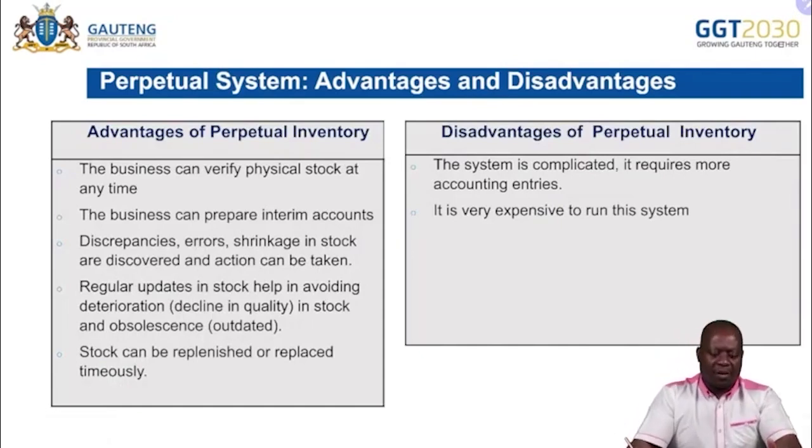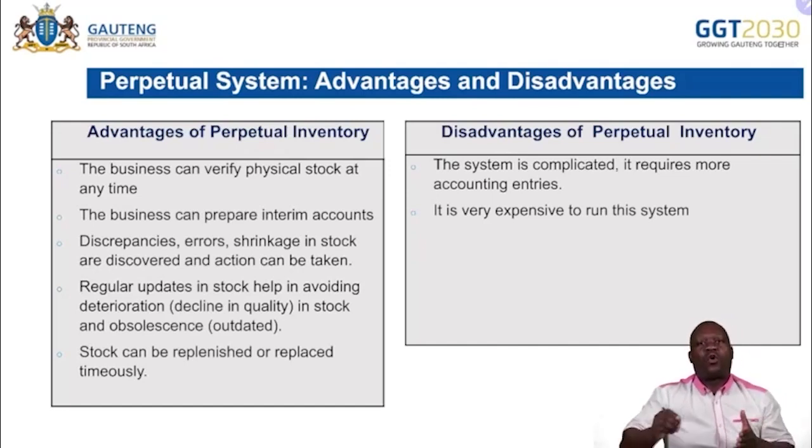Now, the advantages include this. The business can verify physical stock at any time. You just go into the stock records, you check. How many items do I have? It says we are left with 20 items. You go into the warehouse and check. And if there are 15, it means 5 are missing. Something happened. You can detect that anytime by just verifying the existence of the stock items that are in our records. Now, the business can also be able to prepare interim accounts.